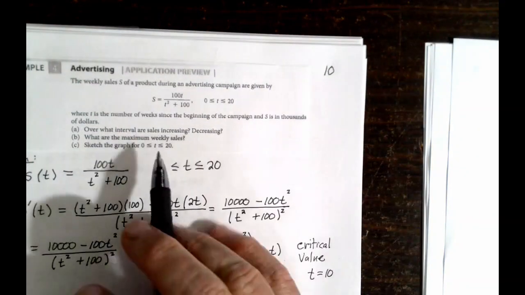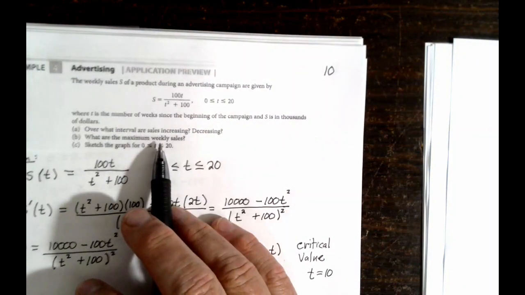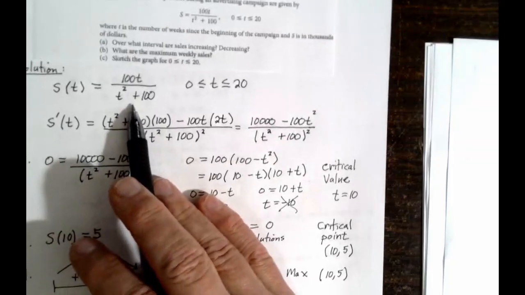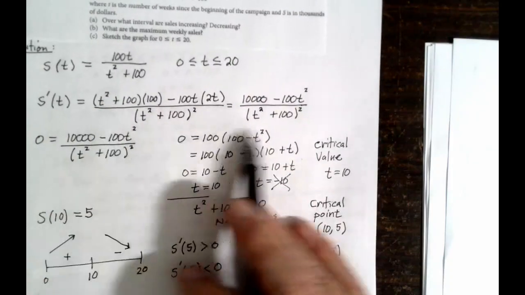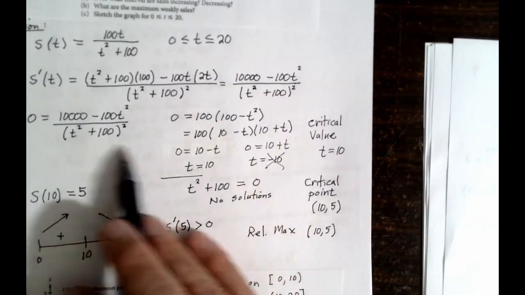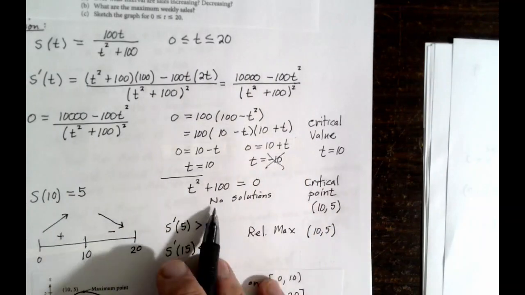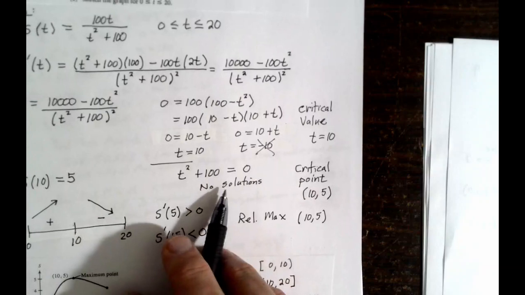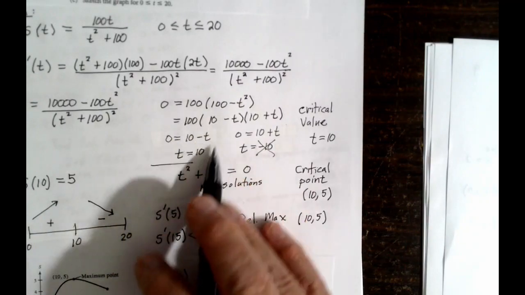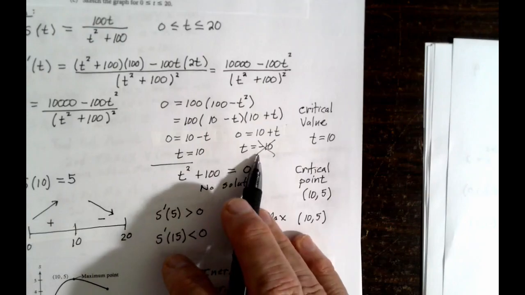Number 4, they ask you over what interval are the sales decreasing or increasing. Well, you have to do the whole 5 steps here. So you have to take the function and take the derivative. You got to use the quotient rule, and then set the numerator equal to 0, the denominator equals 0, and see what you get. When you set the denominator equal to 0, it doesn't give you any real solutions. But if you set the numerator equal to 0, you get 10 and minus 10.